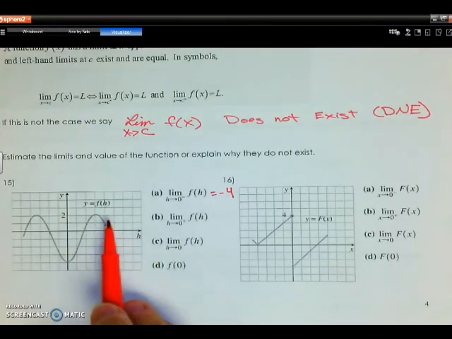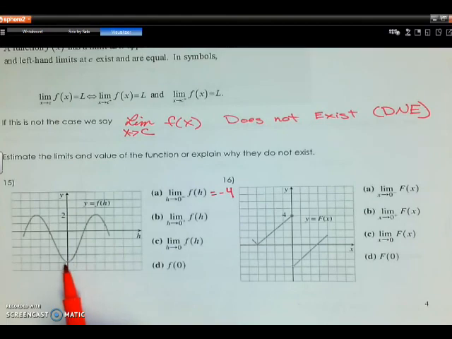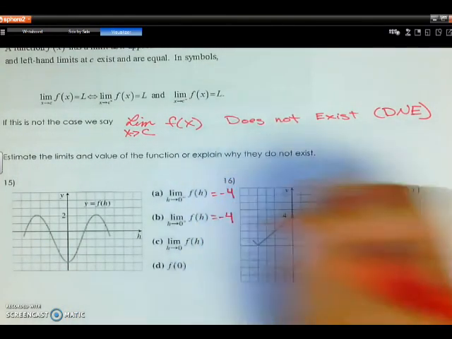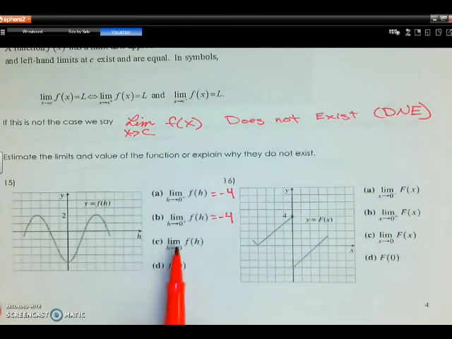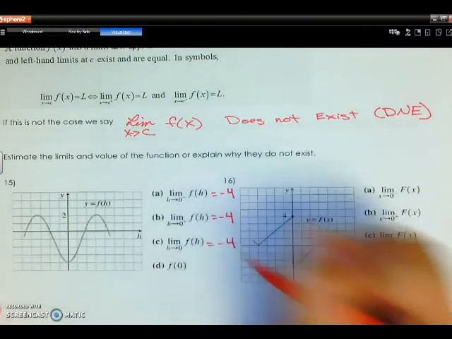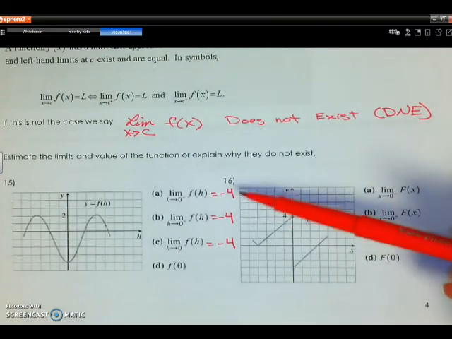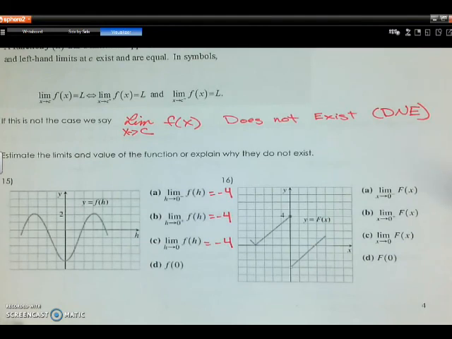Now if you approach 0 from the right-hand side, so you're coming from the right, you're moving left, of 0, then you approach that same -4. Now, because these two numbers are the same, then we say that the limit as h approaches 0 equals -4. So because the left-hand limit and the right-hand limit both approach the same y value, then we say that the limit does exist, and it is -4.